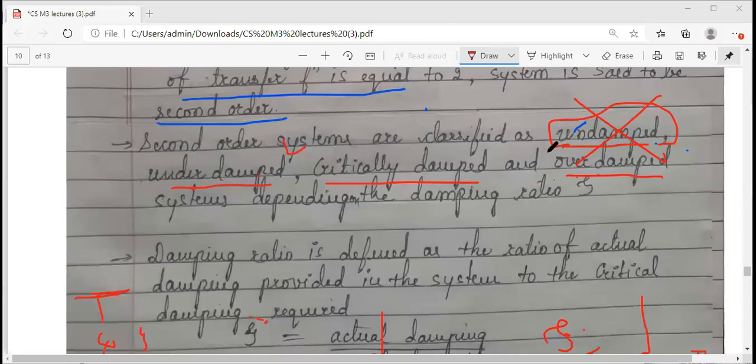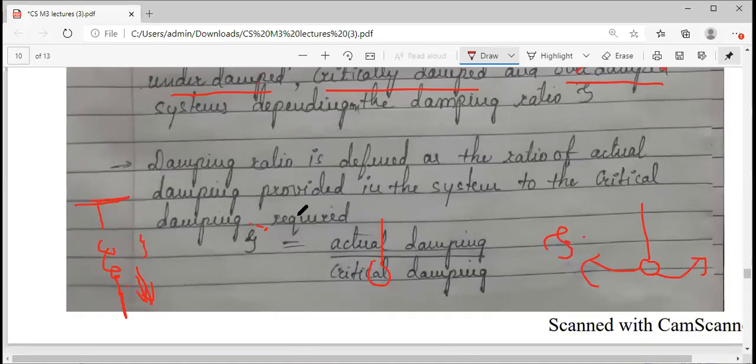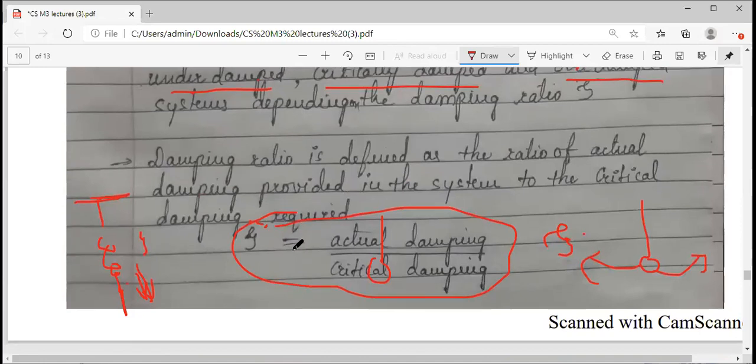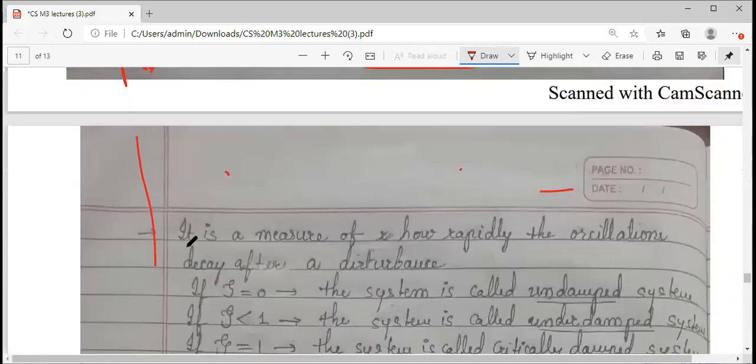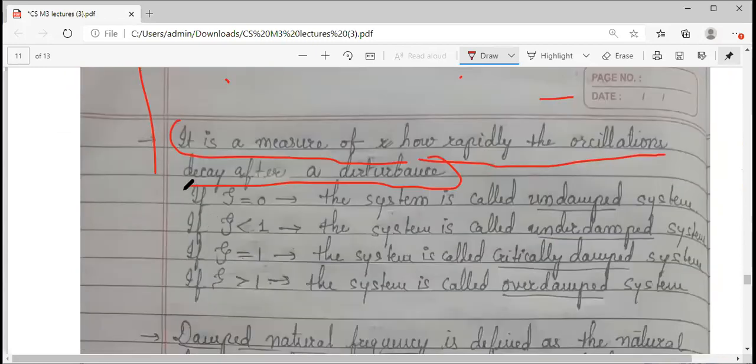So out of these 4 classifications, the first one is practically not possible. Having studied the meaning of damping ratio, let's see some conditions. I have written here: it is a measure of how rapidly the oscillations decay after a disturbance. So the amplitude of oscillations and vibrations reduces, and it will try to attain the equilibrium. That is called damping.